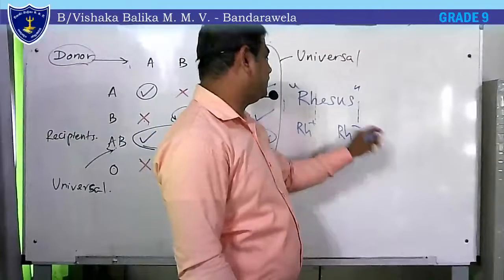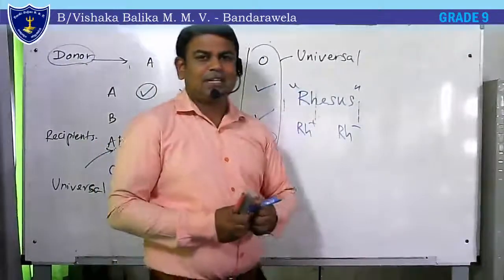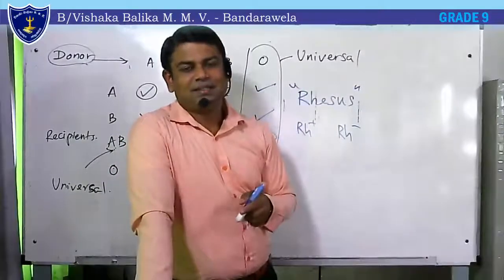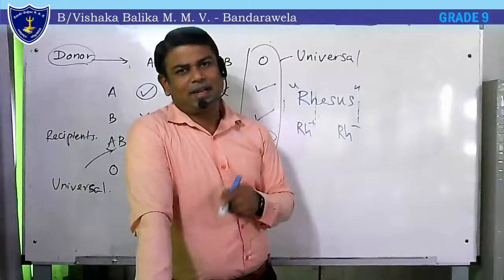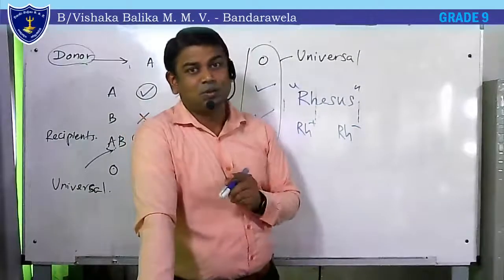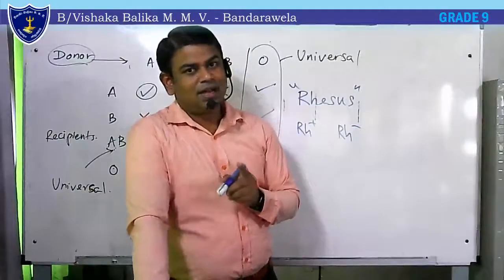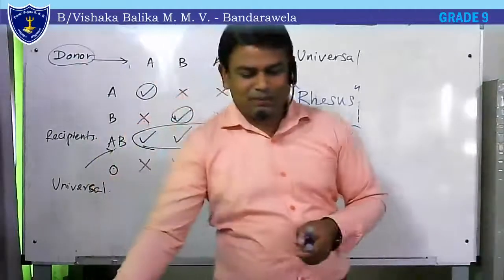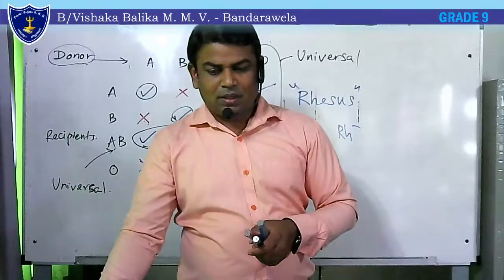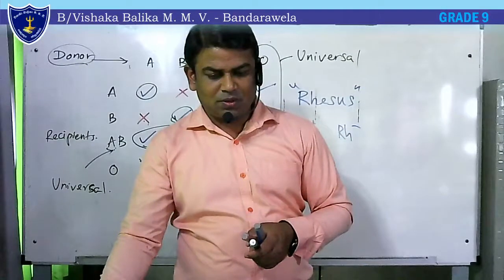What is the meaning of this? RH plus, RH positive. Positive means it has the antigen. Negative means it has no antigen. According to this, there are 8 blood groups. 8 blood groups, RH positive and RH negative. Then we can see this. Wait till I show this image to you.